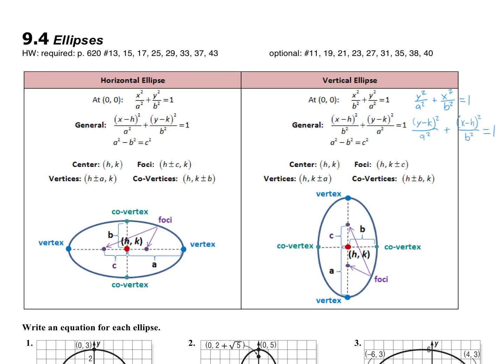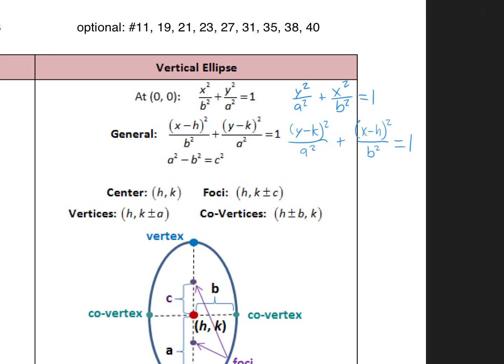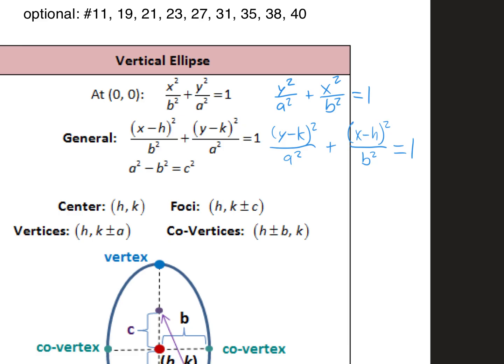In 9.4, we're learning about our third conic section, which is ellipses. All right, so I won't read everything in this table. Now, one thing that our book does a little differently is, if you see what I wrote here in blue, for vertical ellipses, they change the order.